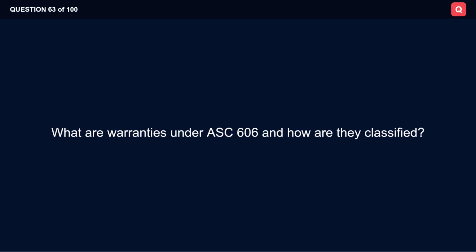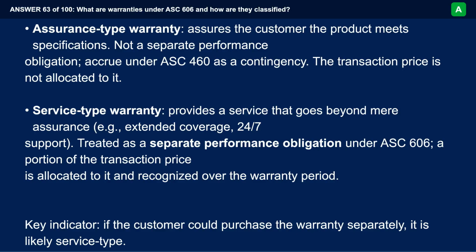What are warranties under ASC 606, and how are they classified? An assurance-type warranty assures the customer the product meets specifications. It is not a separate performance obligation; accrue under ASC 460 as a contingency. The transaction price is not allocated to it.